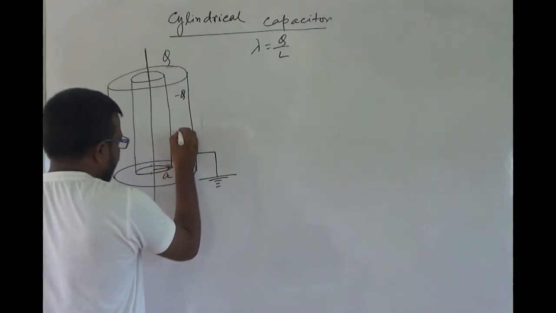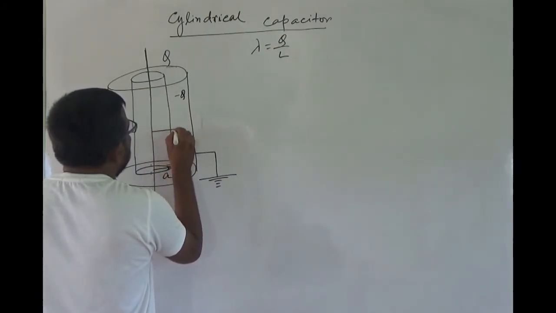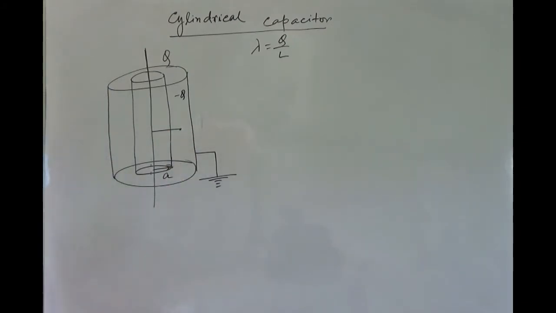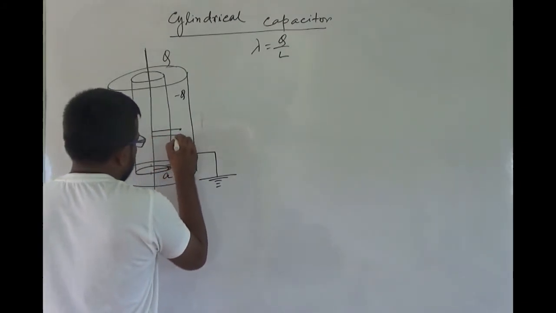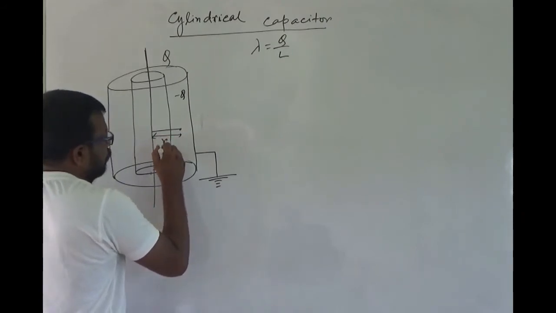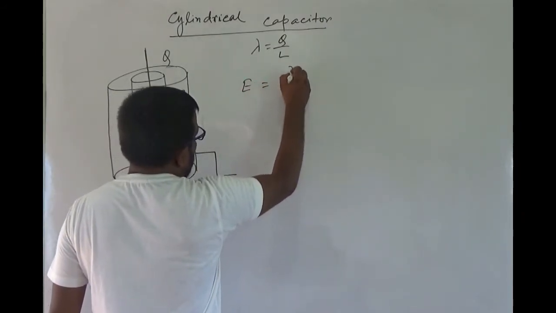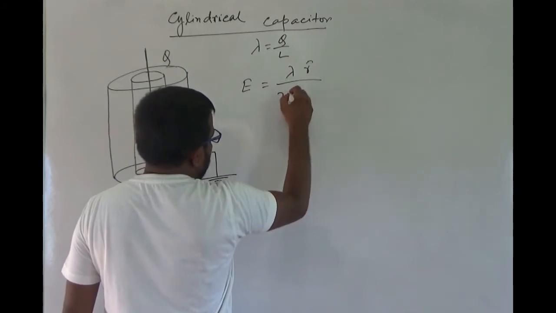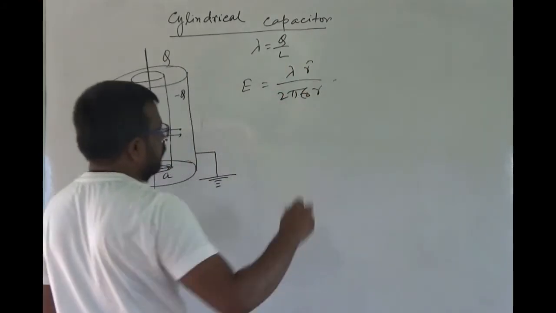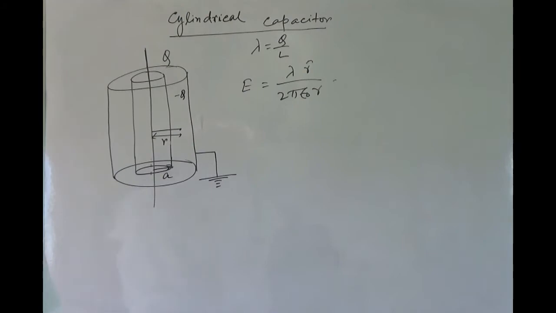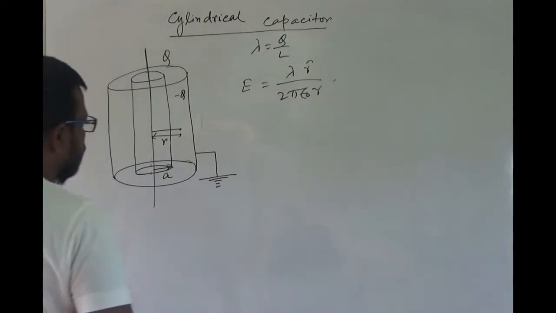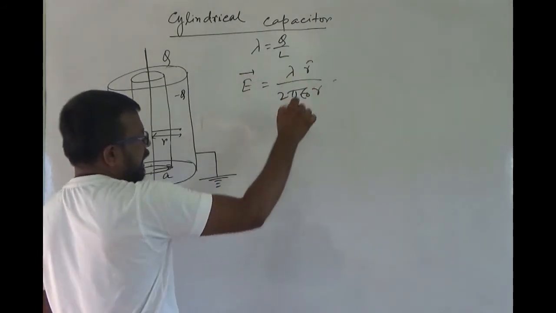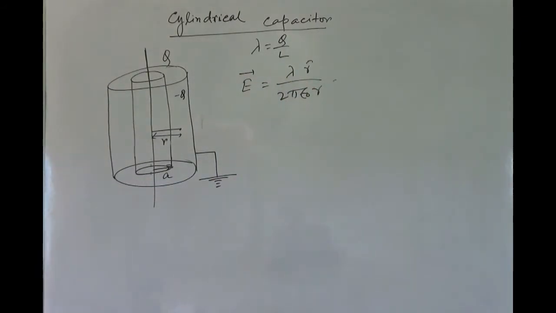Therefore, the field in the space between the two cylinders at a distance, let us say r, the field strength will be equal to lambda r hat divided by 2 pi epsilon naught r. We have calculated that using Gauss's law. How do we calculate that? The field in the space between the two cylinders is given by E equals lambda r hat divided by 2 pi epsilon naught r.